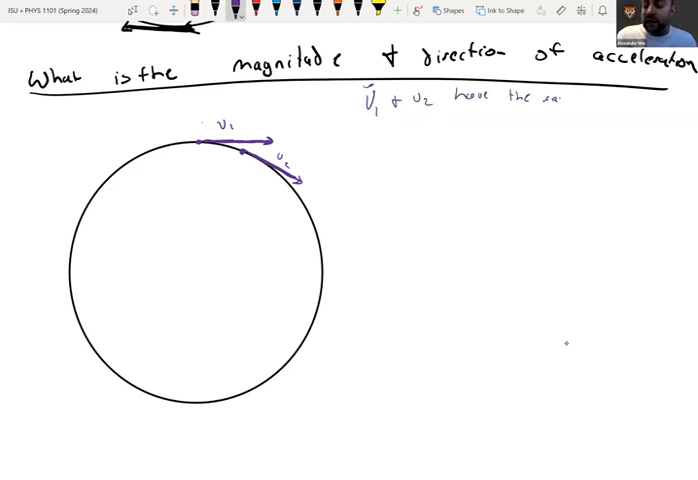Another way of saying that is they have the same magnitude. The way we can indicate that is with the absolute value.